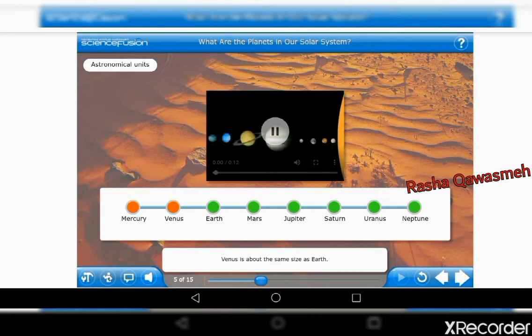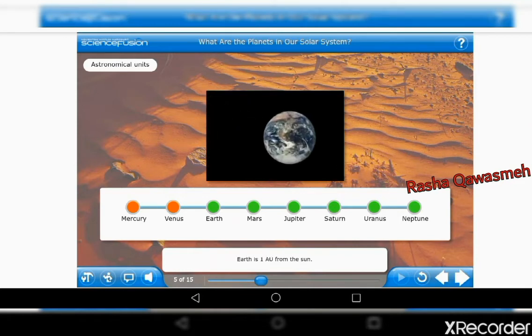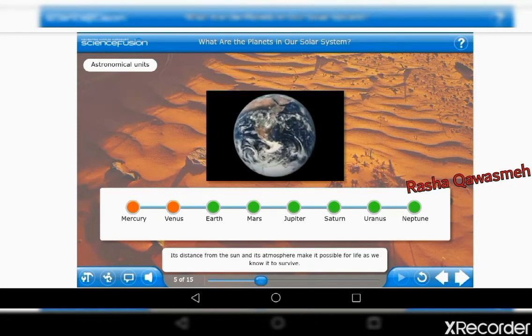Now let's move to Earth. Earth is 1 AU from the sun. Its distance from the sun and its atmosphere make it possible for life as we know it to survive.